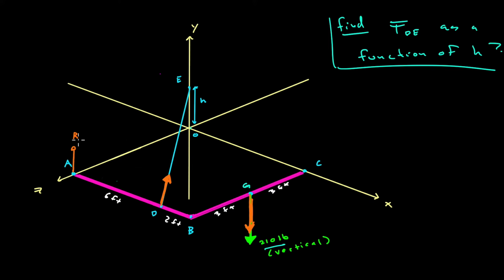There's one that we'll call RAY, that's in the y direction. There's one that's RAZ in the z direction. And then of course there's one in the x direction, which we'll call RAX. And similarly at point C, we're going to have the same three reaction forces.